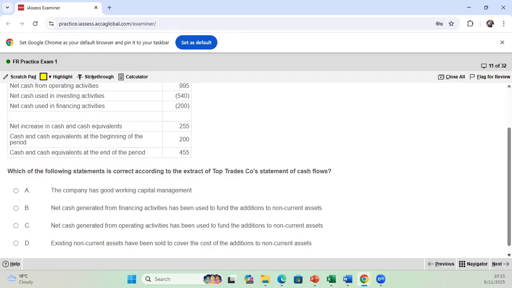Answer: the company has good working capital management. Working capital management is current assets less current liabilities. Net cash flow from financing activities have been used to fund.